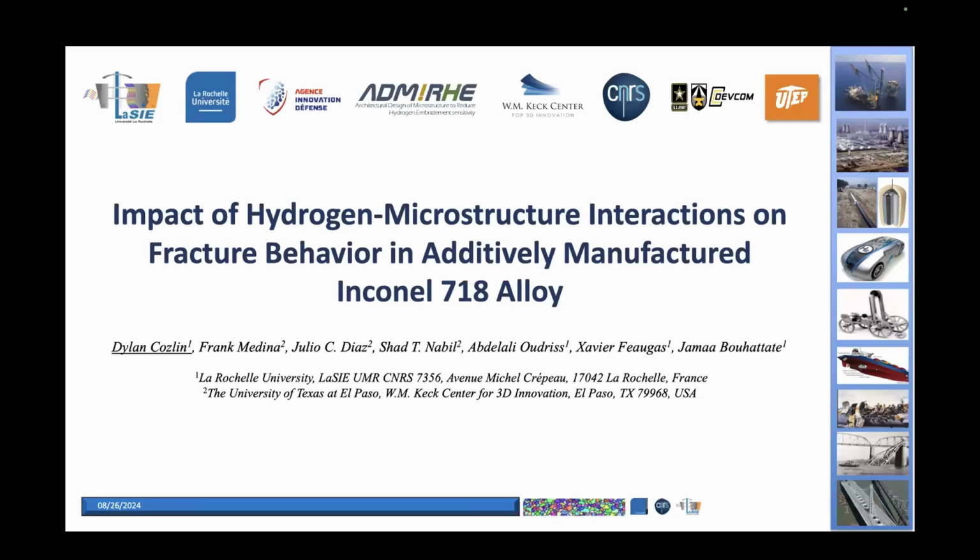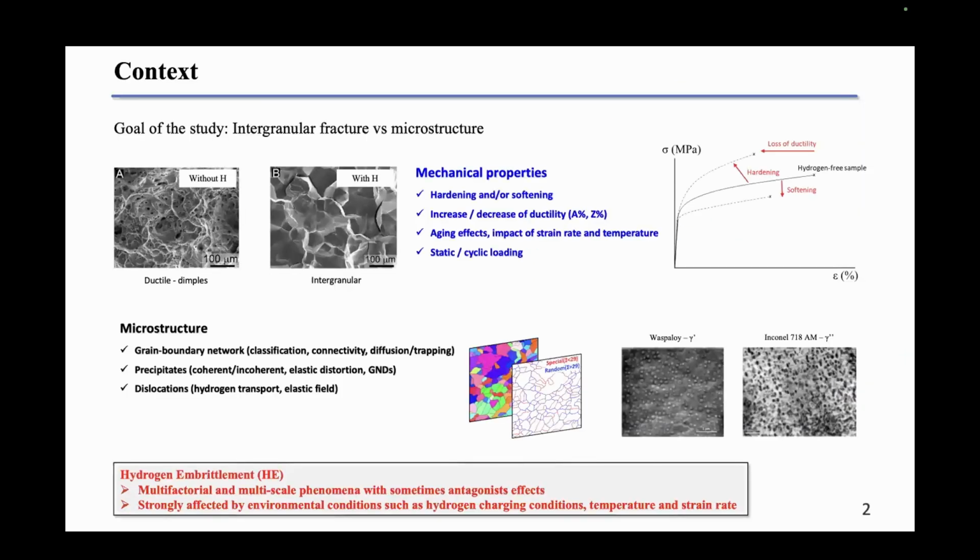And today I'm going to talk about the impact of hydrogen microstructure interactions on fracture behavior of an additively manufactured Inconel 718 alloy. So first, a little bit of context. As you may know, hydrogen is very detrimental to the mechanical properties of alloys and can lead to brittle intergranular failure.